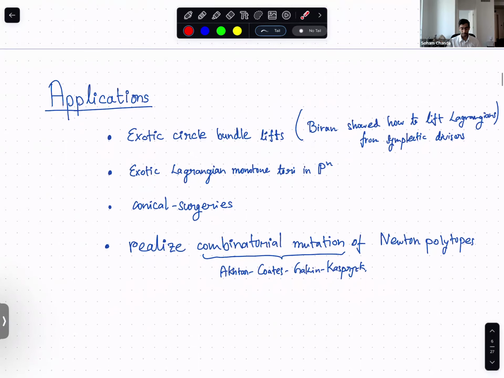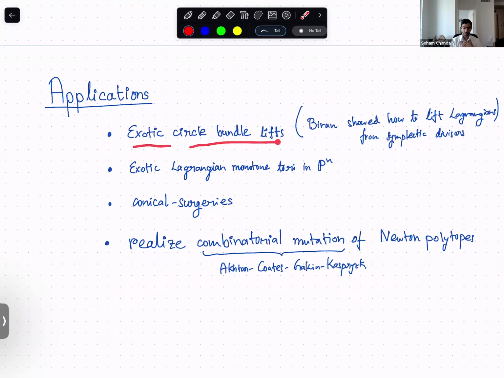Some applications of this new result will be that you have new types of circle bundle lift, where when I say circle bundle lift, I mean what Biran did in 2001 and later in 6 and 9. Biran showed that if you have Lagrangians in a symplectic divisor, then you can lift them to the bigger manifold. And I can show that whenever you have this Biran circle bundle lift, you can do a Bohr-Sommerfeld surgery, so you get a new circle bundle lift, which I call an exotic circle bundle lift. As a result of that, you see that there are new Lagrangian monotone tori in Pn, where I start with Vianna tori and take exotic lifts of that.